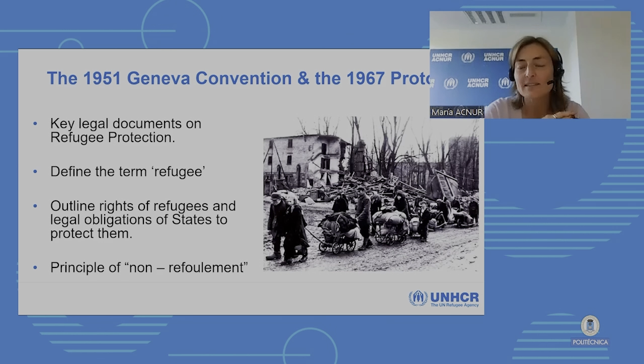So besides creating the UNHCR as the agency to protect refugees, what the General Assembly of the United Nations did back in 1951 was to draft the Geneva Convention for Refugees. That establishes the statute of refugees, and that was completed in 1967 through an additional protocol. So these are the two key legal documents on refugee protection.